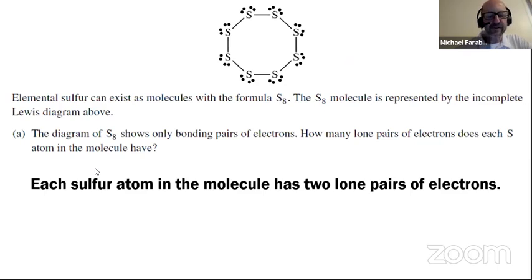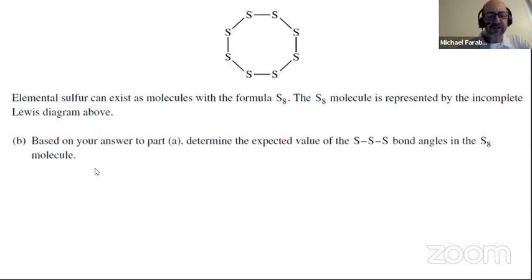All right, let's move on to part B. Based on your answer to part A, determine the expected value of the SSS bond angles in this molecule. I'd like to remind you about molecular geometry. So remember we learned about VSEPR theory. That was back in Unit 2.